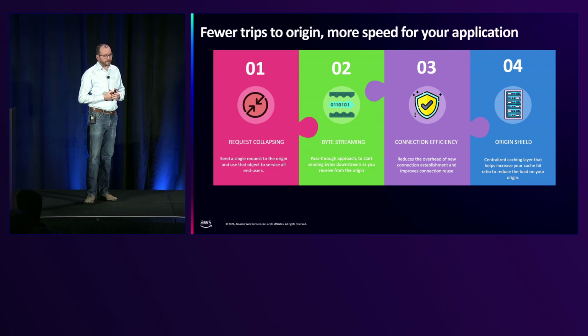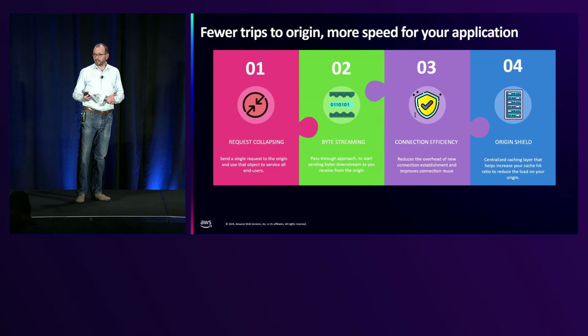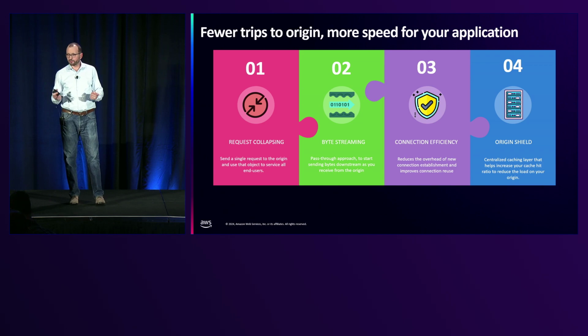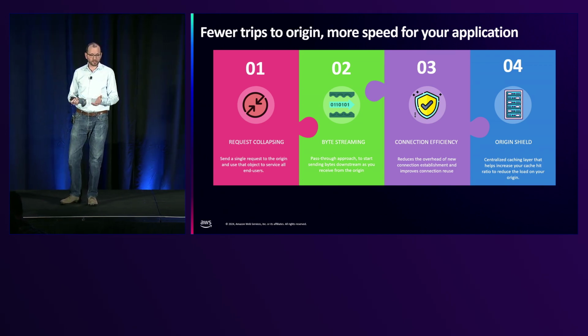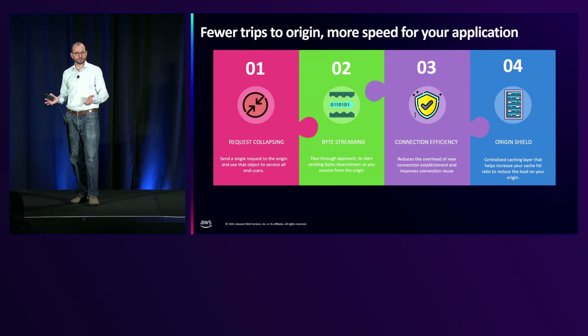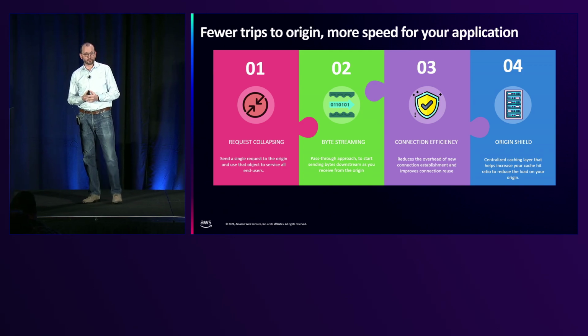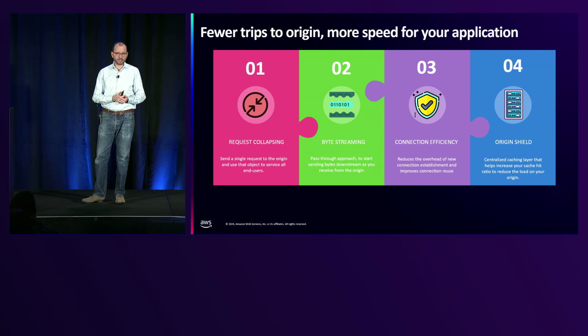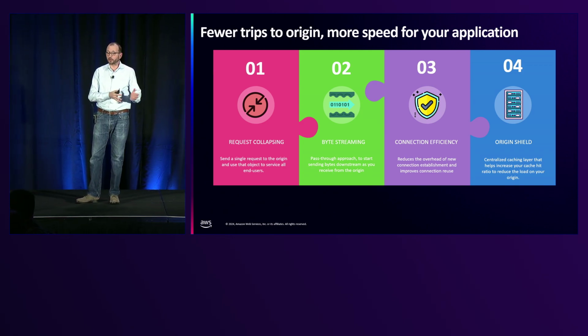Request collapsing is the first one. So this is great for things like live video streaming use cases. Thursday Night Football on Amazon Prime Video is a great example of this. So you have a lot of concurrent viewers from many locations requesting new objects that aren't in the cache yet, specifically the latest video segment.